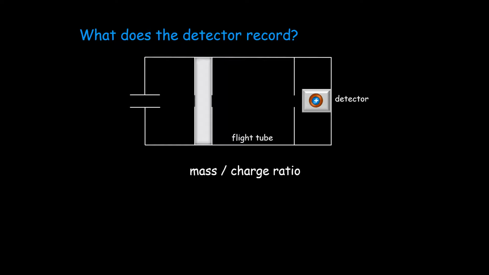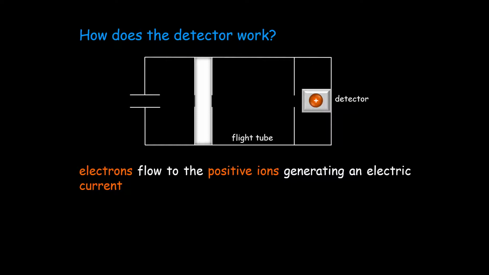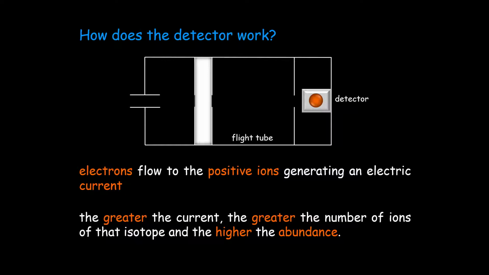The mass to charge ratio and the relative or percentage abundance of each 1+ ion. Electrons flow to the positive ions, generating an electric current. The greater the current, the greater the number of ions of that isotope and the higher the abundance.